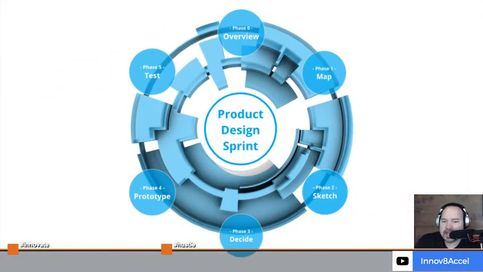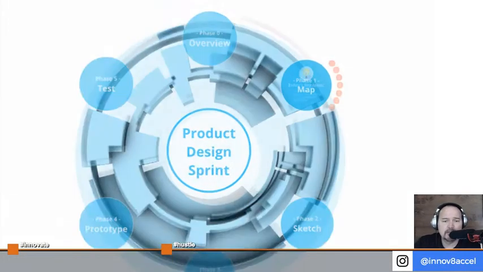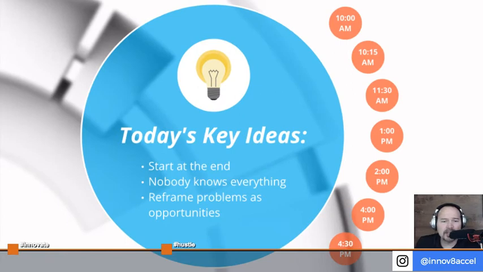So let's look at the first day. The first day starts on a Monday. You want to pull aside enough days to do this. This is a 5-day process, so you want to make sure you've got everybody lined up for the 5 days. And the first process is phase 1, and it is a mapping exercise. And it's broken down into these key steps.